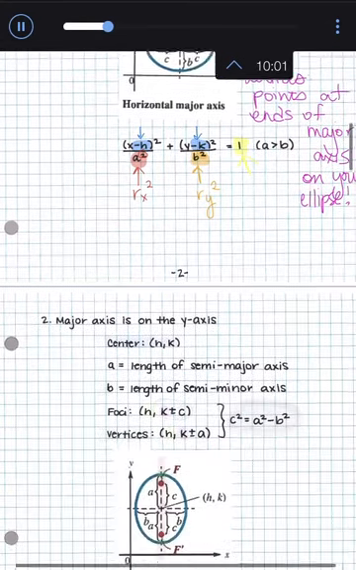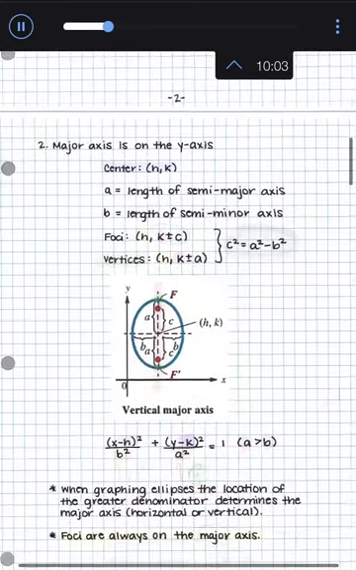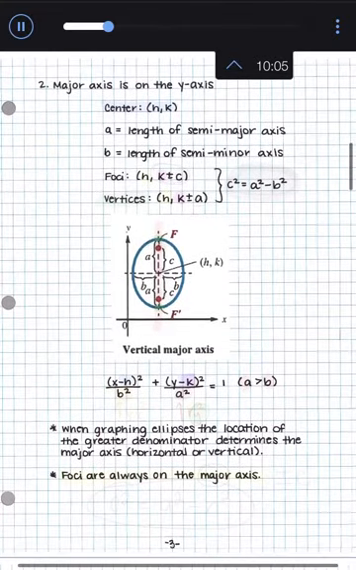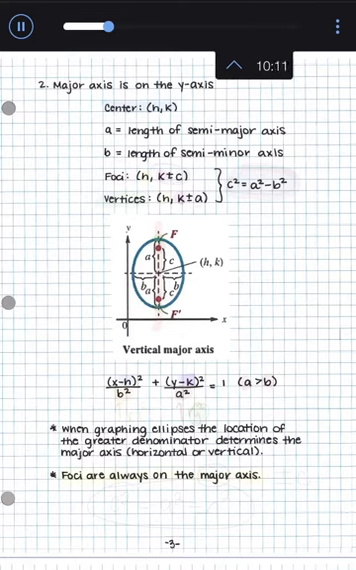So most of your homework problems will ask you, you'll need to find a center, the vertices, the foci. You might also need to find the domain and range, all sorts of things.